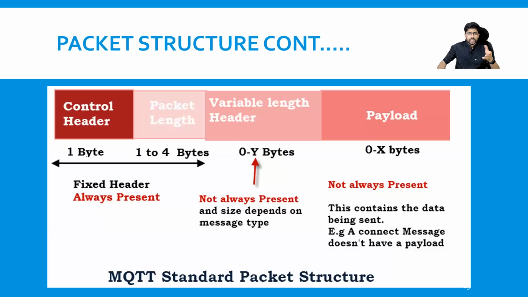So this is the packet structure. You can talk about packet length being 1 to 4 bytes. That's why it could be a maximum of 5 bytes, and 1 byte of control header is always fixed. Variable length header is 0 to y bytes, it means it depends, and payload is 0 to x bytes, depending on what kind of information we are going to exchange, or whether we are only going to connect, or also going to exchange some information, right?